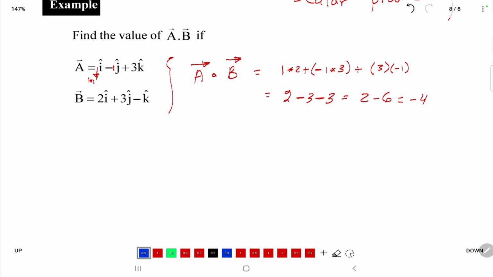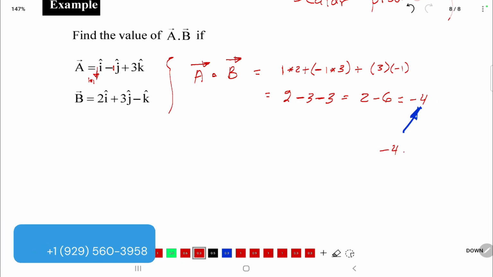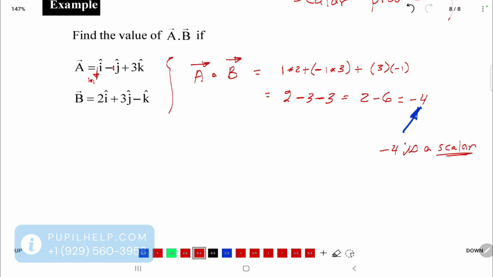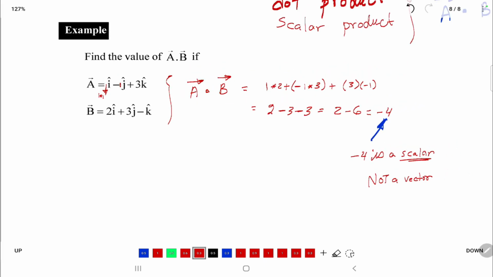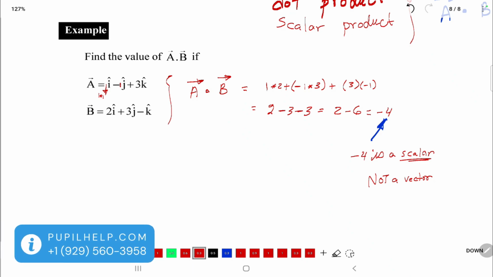You see here, we have minus 4. It is just a scalar. This is not a vector. Minus 4 is a scalar. That's why we call it scalar product, scalar product of vectors. So the output of the dot product, or scalar product, of two vectors is a scalar. Now I'll go to another example.